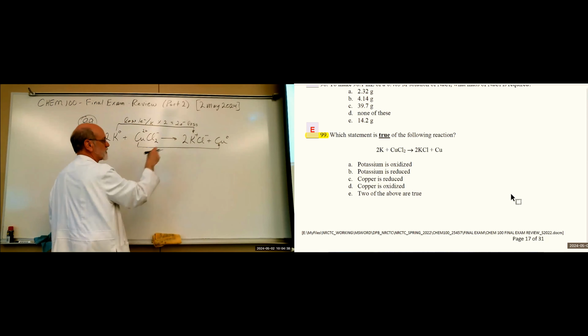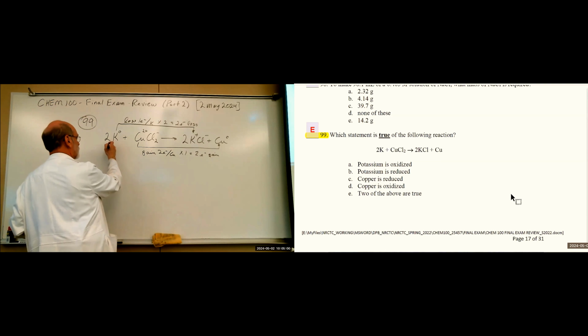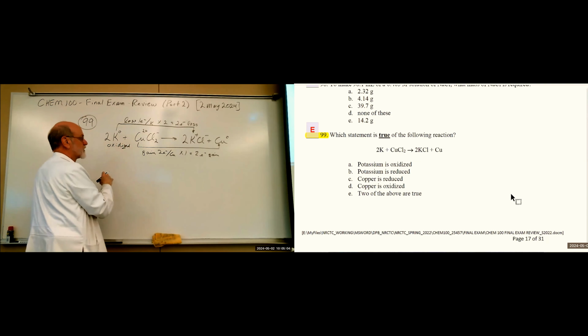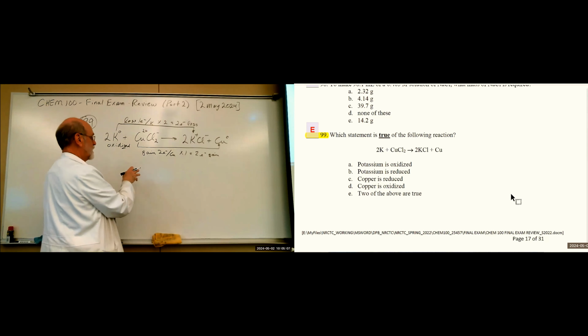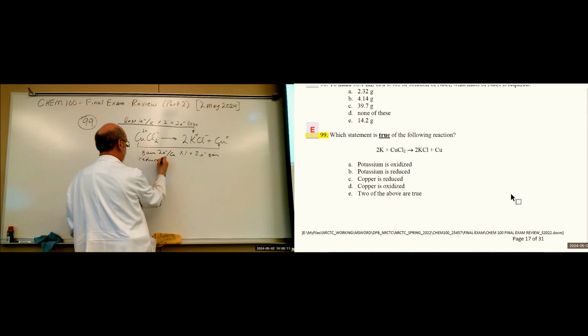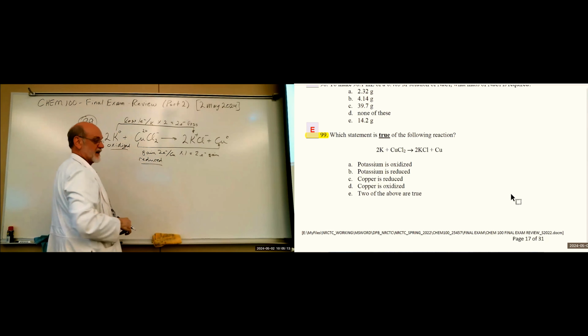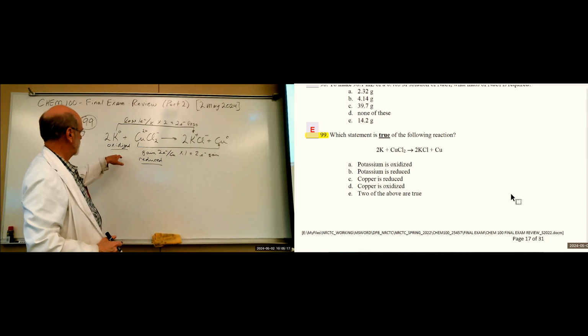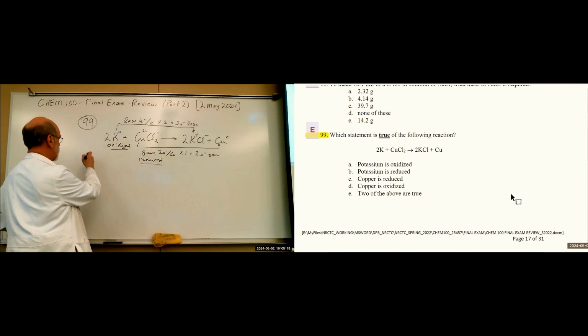Okay, now we can say something. Look at the answers. Oxidized, reduced. So which one was oxidized? This one. Oxidized. Oxidation is loss. Reduction is gain. Okay? So let's see. Potassium is oxidized, A. Is that right? Yeah, A is true.